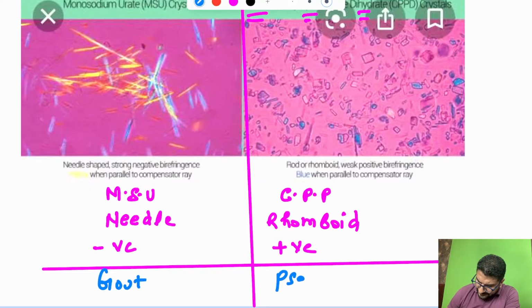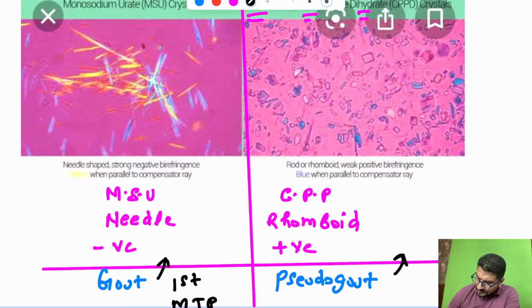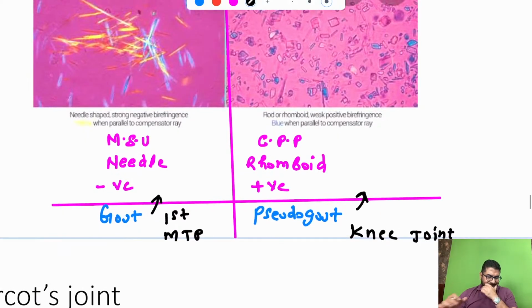एक और आपसे पूछते हैं, like in gout, most common joint. So remember in gout, so these are all about gout, this is all about pseudogout. In gout, most common joint will be first MTP. In pseudogout, most common joint, this will be knee joint. So this is something which you have to remember about gout and pseudogout. Done.